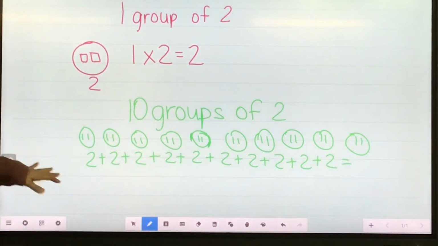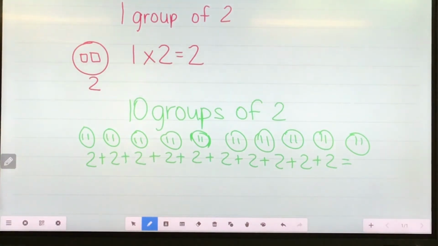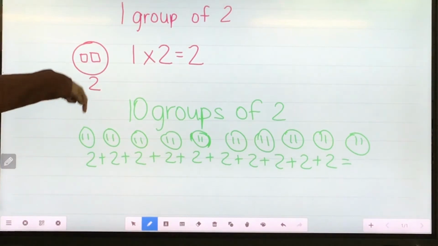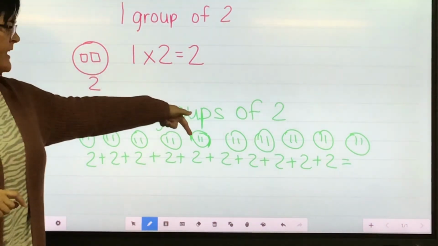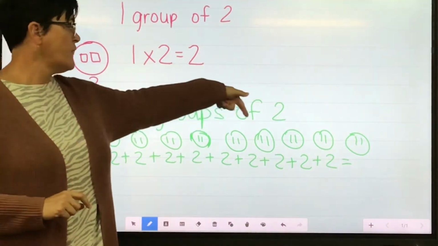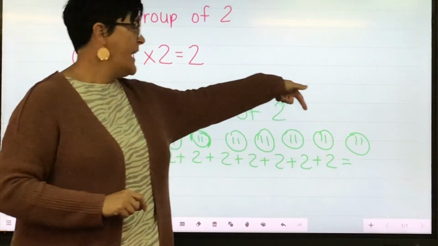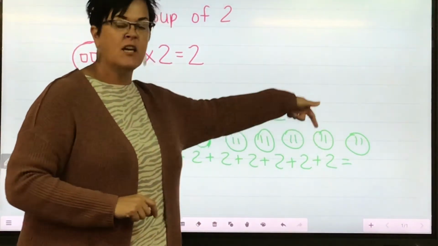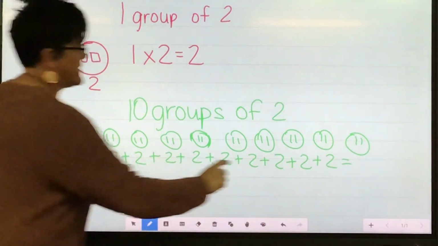What can I skip count by on these? By twos. Do you remember how to skip count by twos? Count with me then. 2, 4, 6, 8, 10, 12, 14, 16, 18, 20. Some of you have forgotten how to skip count by twos, it sounds like.